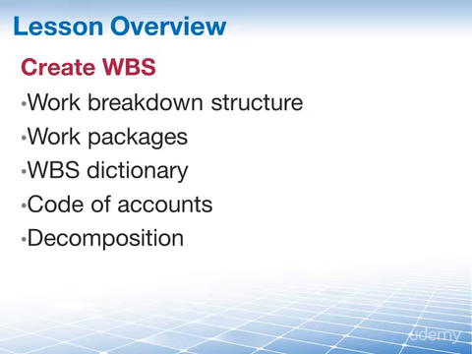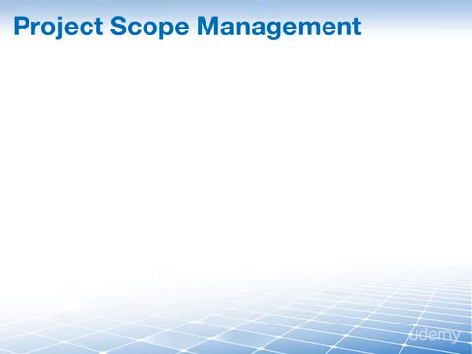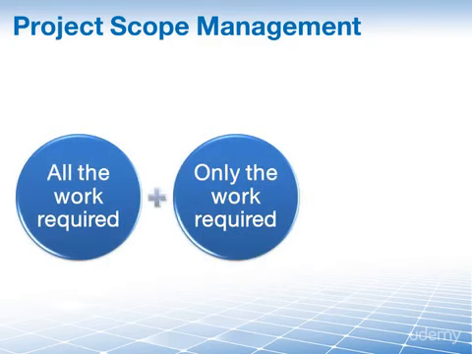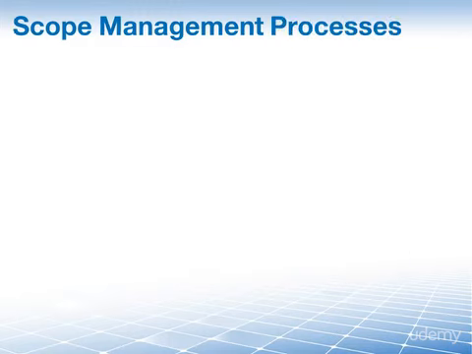And then we will also take a look at our two outputs, which are the scope baseline and project document updates. We are in the knowledge area of project scope management, of which the PMBOK guide says that it includes the processes required to ensure that the project includes all the work required and only the work required to complete the project successfully. And to lead us to success, we have 6 processes.